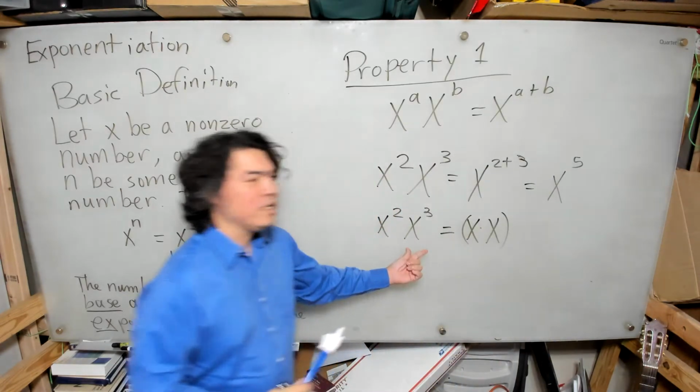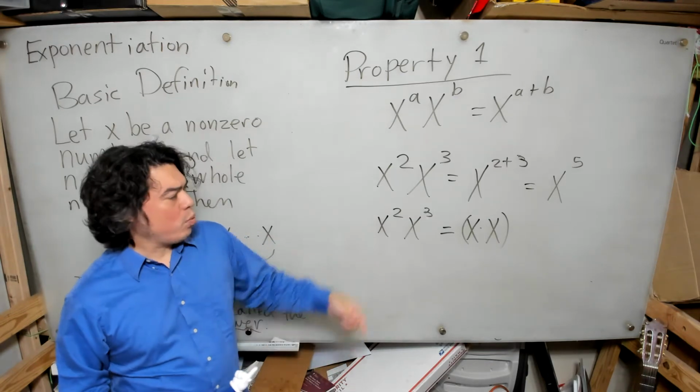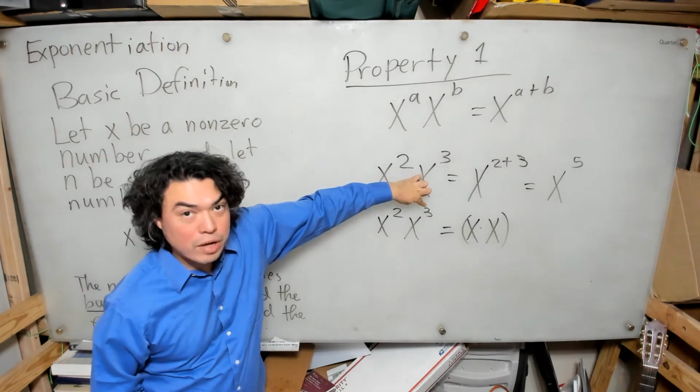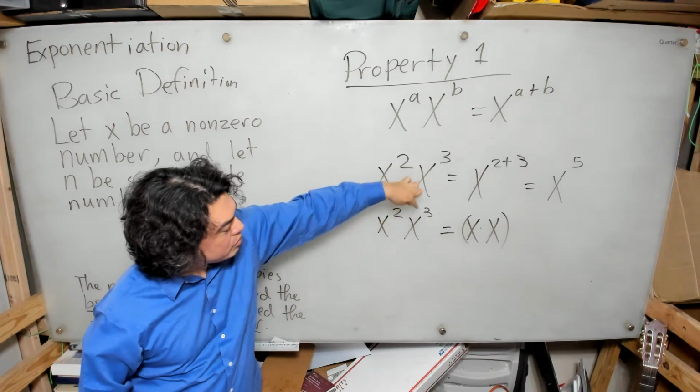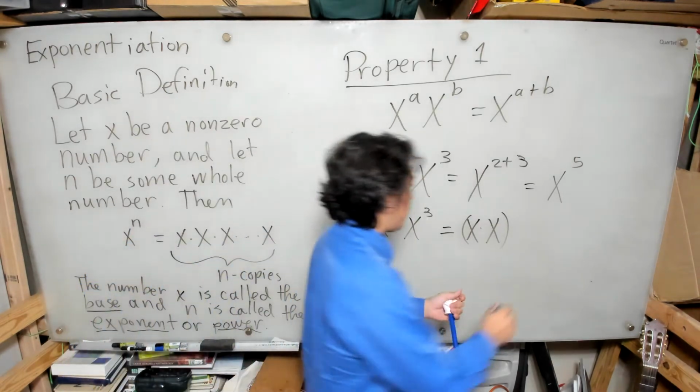I can replace this x cubed with x times x times x. Why? Because this notation tells me I'm going to have 3 copies of this base x being multiplied together.